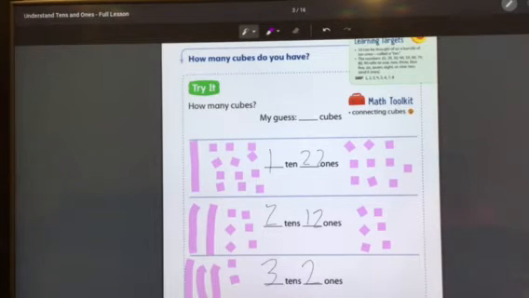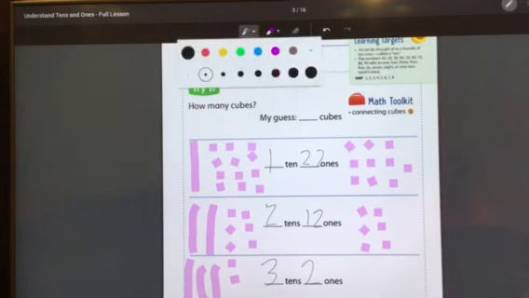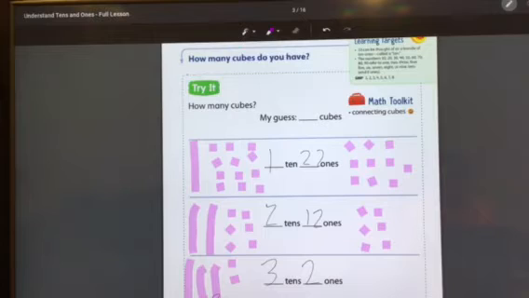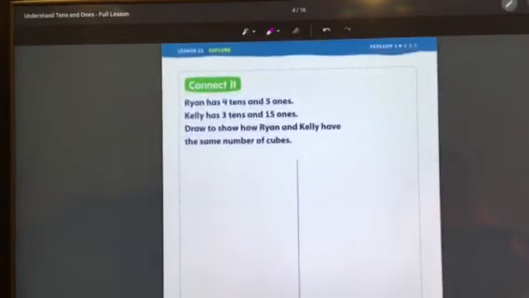So, how many cubes did I have in all in the bag? On the line there, you can write 32 cubes. 10, 20, 30, 31, 32. So in this lesson, the students will be learning different ways that they can make the same number. All right, so you may flip your page over to the other side.